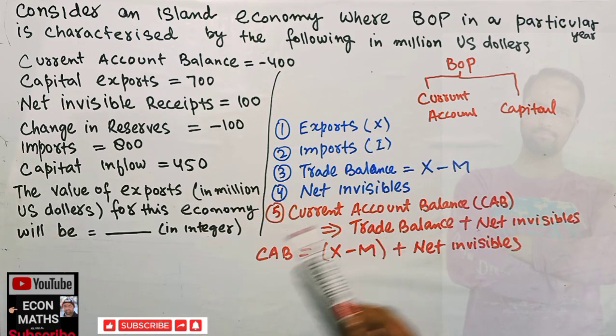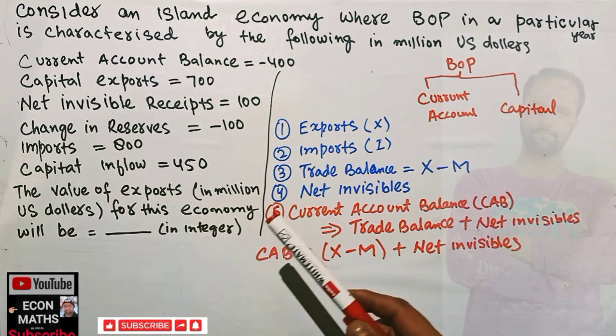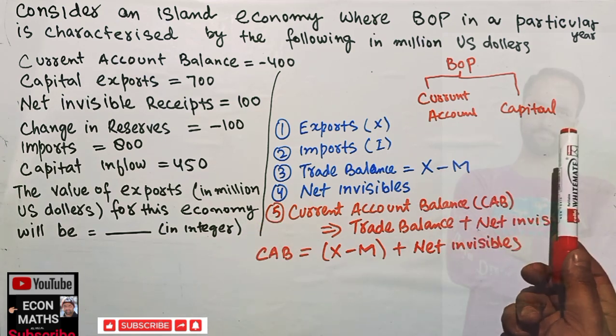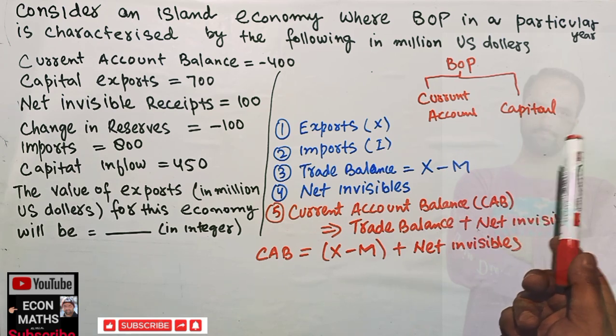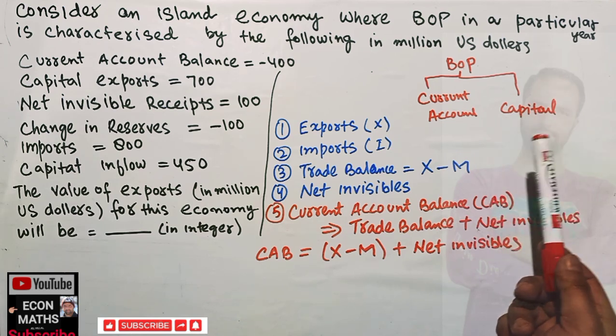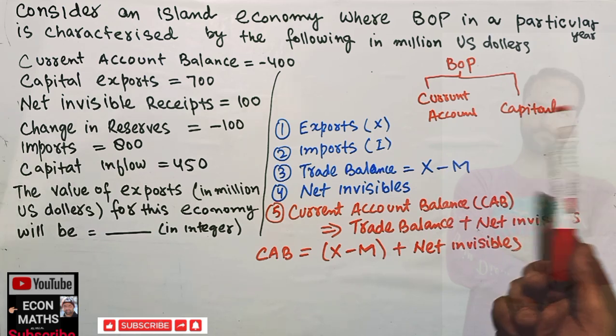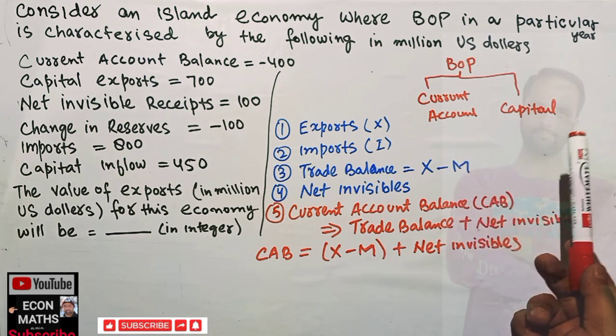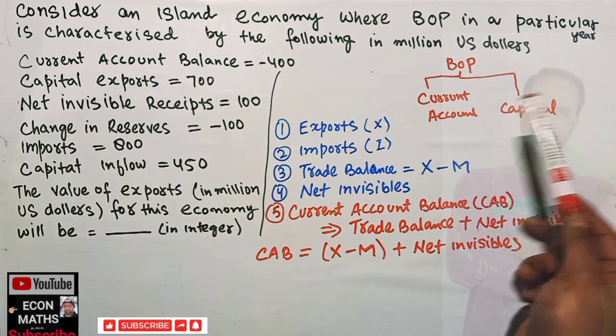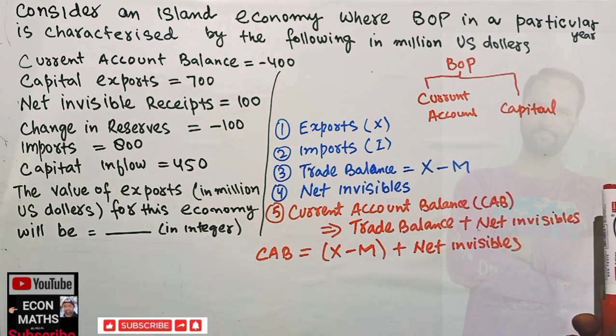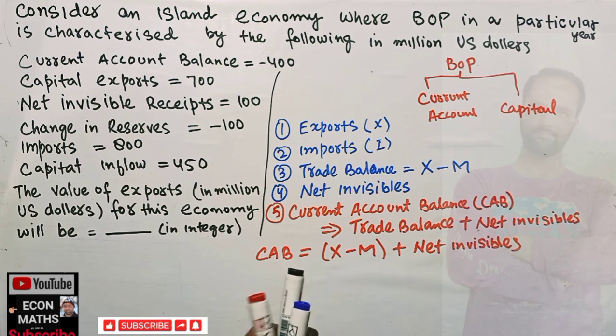Since we have to calculate only the value of exports, I don't need the value of the capital account. In the capital account, we have external assistance, commercial borrowing, short-term loans, bank capital, and foreign investment in terms of FDI and FII. That constitutes our capital account balance. After that, we have errors and omissions, and change in reserves, which all come into the capital account. If I solve this identity, I can get the value of exports.